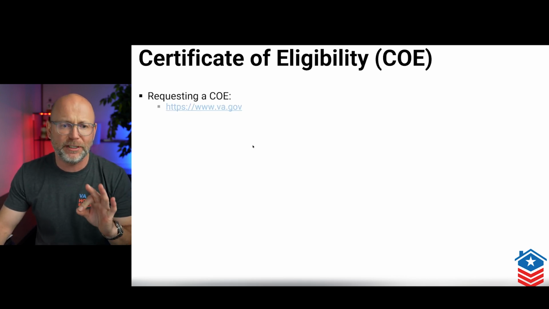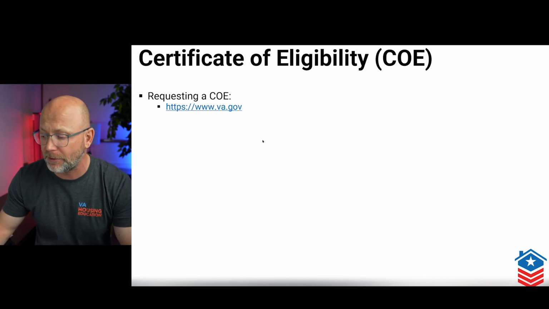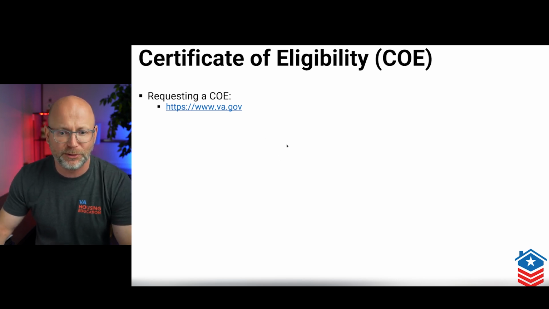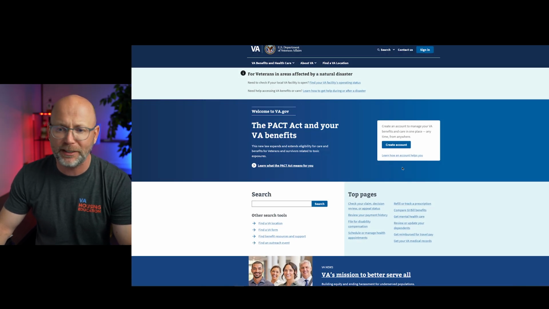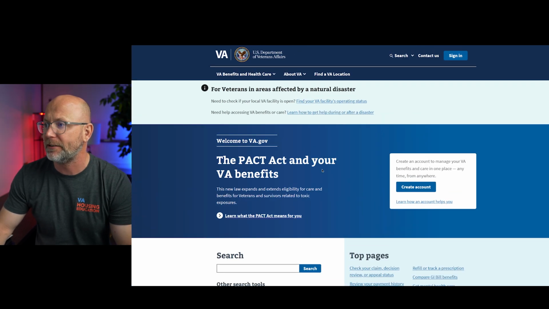Now, to request your certificate of eligibility, you can do a couple of things. You can go to va.gov and request your own certificate of eligibility. Let me show you guys what that looks like so you know that yes, this is legit. Okay, so I just went to va.gov. You guys can't see it, the cursor part's taken out.